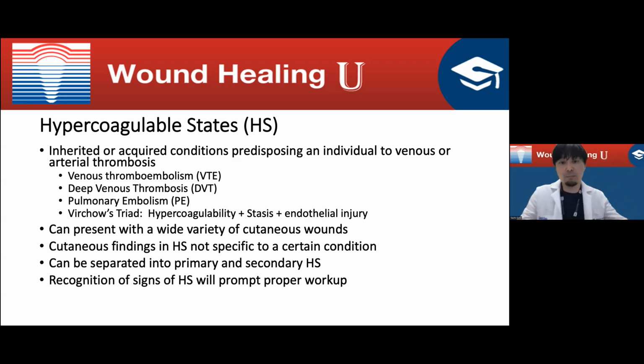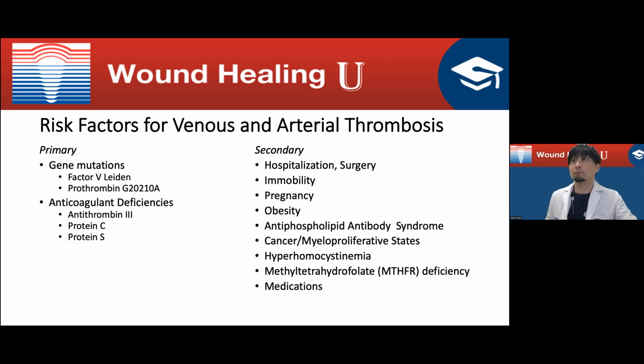And this condition can present with a wide variety of cutaneous wounds, such as venous ulcers. And cutaneous findings in hypercoagulable states are not specific to a certain condition. And the condition can be separated into primary and secondary hypercoagulable states, which I'm going to talk about later. And the recognition of signs of hypercoagulable states will prompt proper workup. So there are many risk factors or causes for venous and arterial thrombosis, like hypercoagulable states.